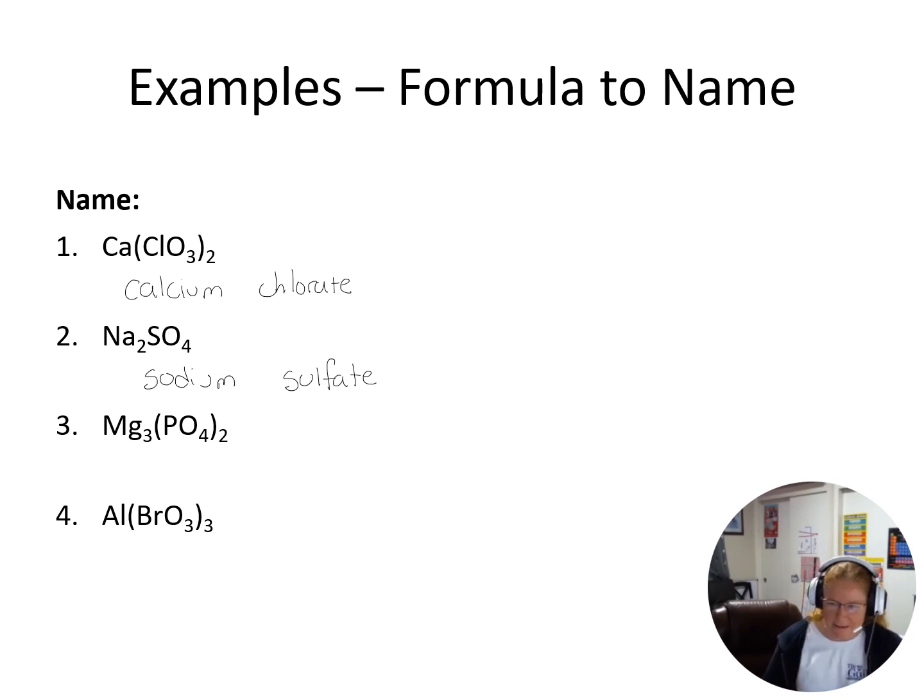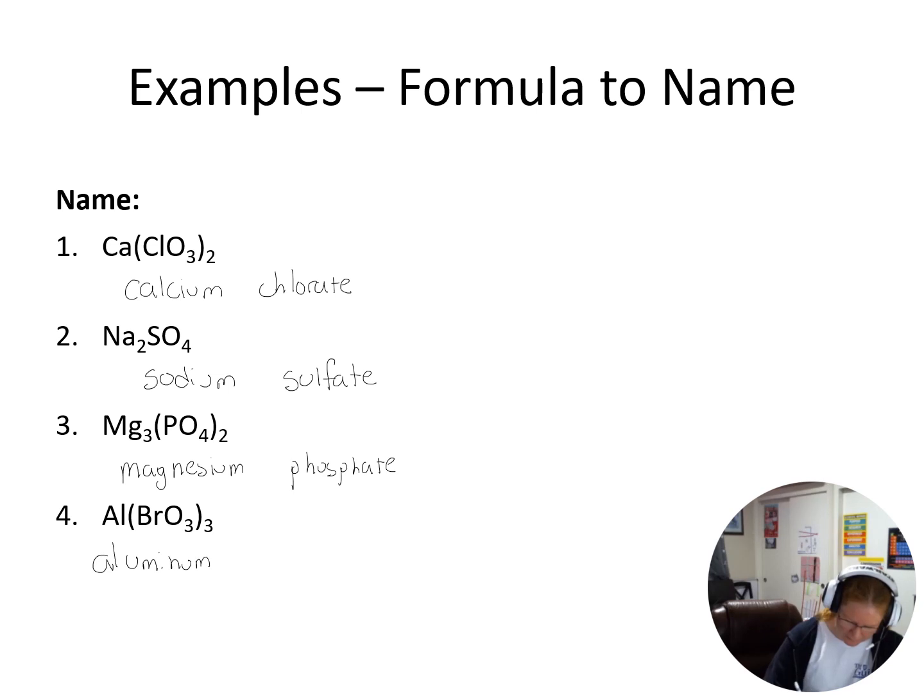Okay, next up, Mg is magnesium. My -ate for phosphorus has 4 oxygens, so this is magnesium phosphate. And then my last one there, I've got aluminum and then bromine, which is outside of the Mississippi, and so for our -ate, we have 3 oxygens. So we get aluminum bromate.